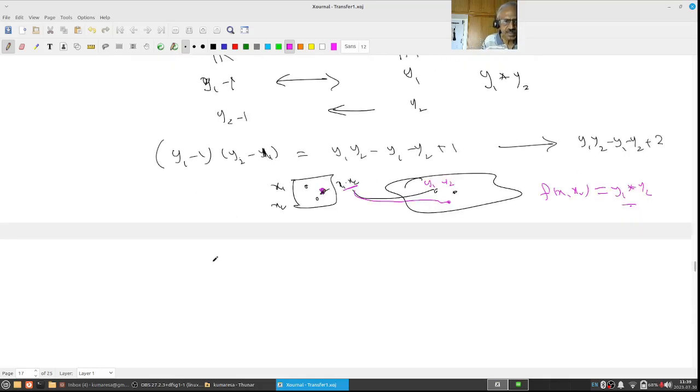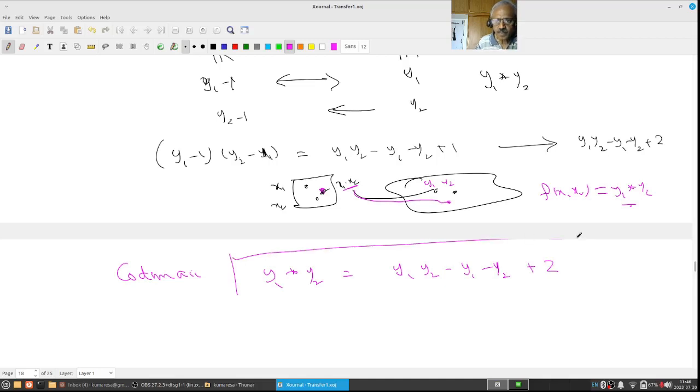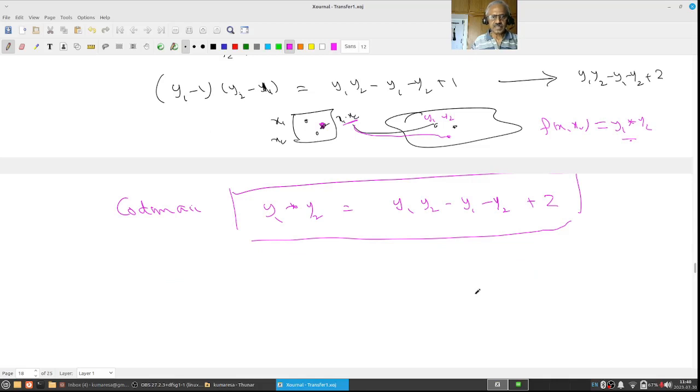So let me write, therefore, on the codomain, what is the multiplication? y1 star y2 is y1 y2 minus y1 minus y2 plus 2. Notice that in the earlier part I defined lambda star of y in the codomain. That and this will be different. You should notice that they are not the same.